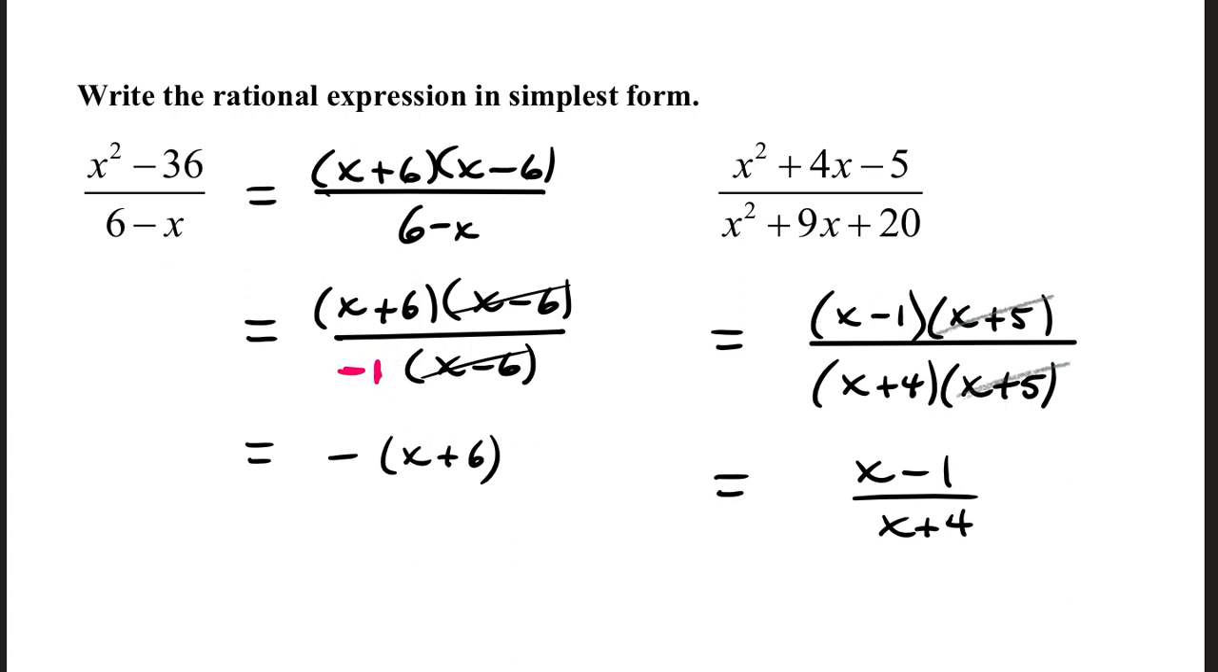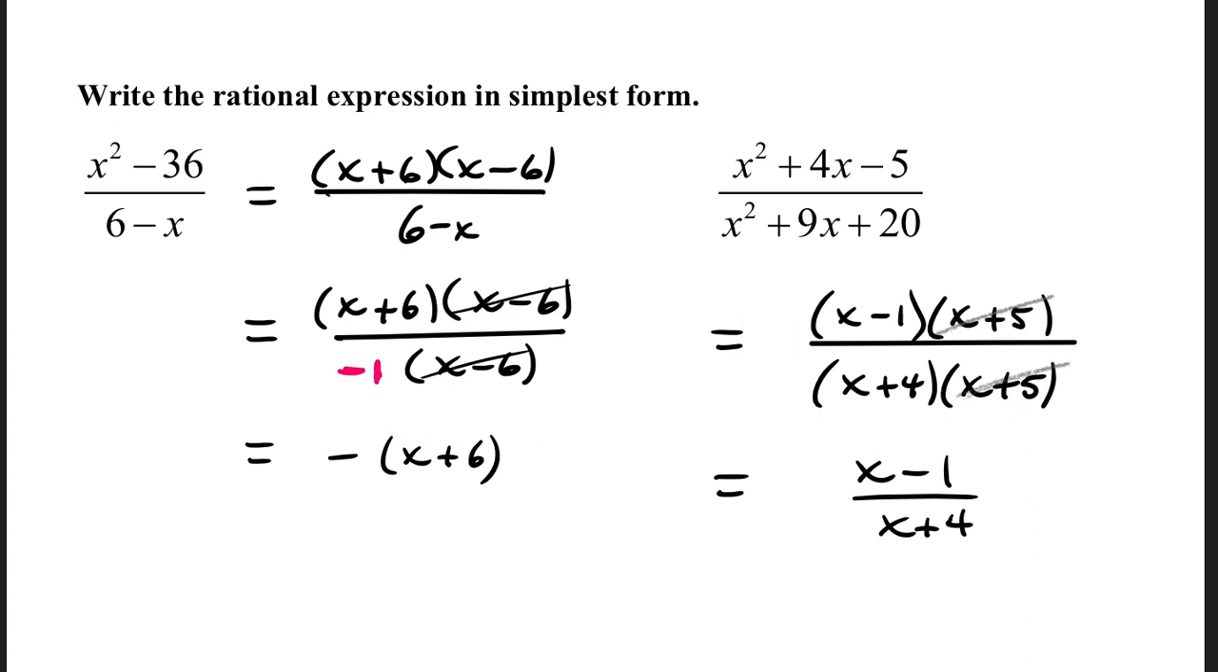Just make sure that when you turn around subtraction, you compensate with a sign difference. Now you can cancel your x minus 6's. X plus 6 divided by negative 1. We just took the 1 out here in the front, so we have a negative 1 times x plus 6.